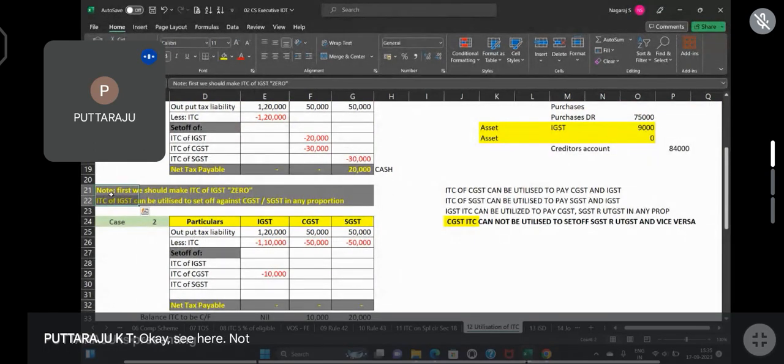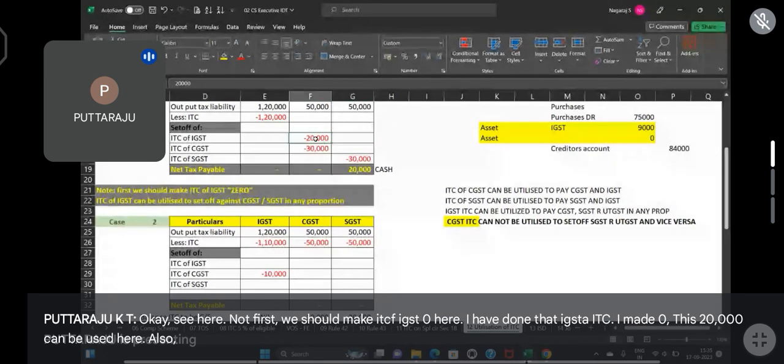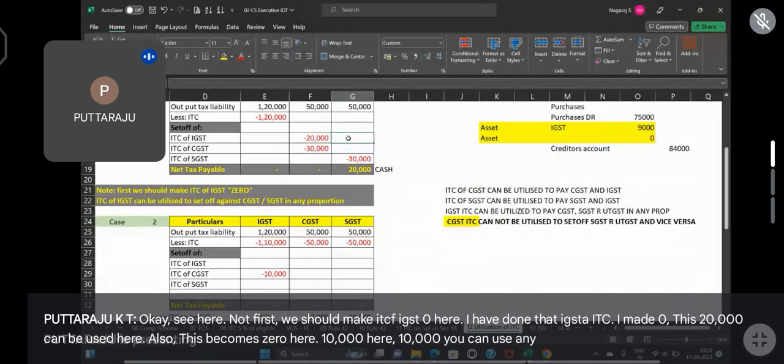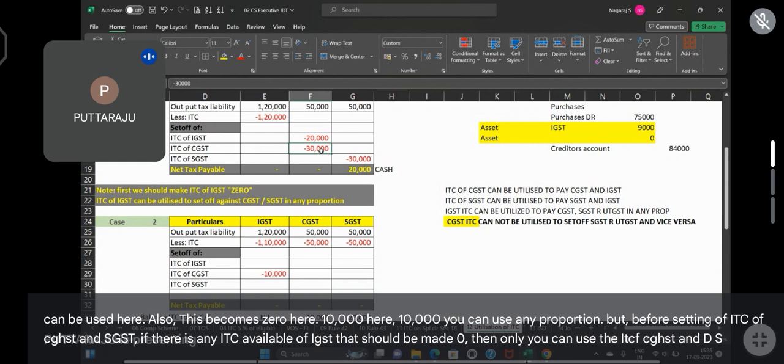Note: first, we should make ITC of IGST 0. Here I have done that. IGST ITC I have made 0. This 20,000 can be used here also. This becomes 0. Here 10,000, here 10,000 you can use, any proportion. But before setting off ITC of CGST and SGST, if there is any ITC available of IGST, that should be made 0. Then only you can use the ITC of CGST and SGST. Understood?